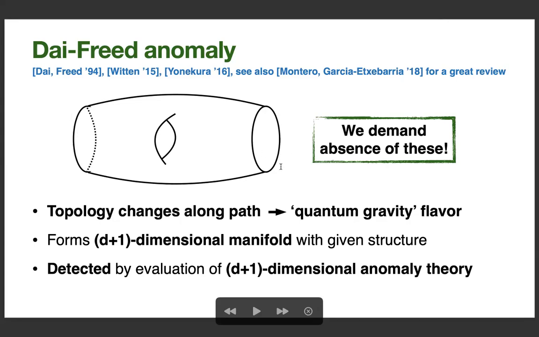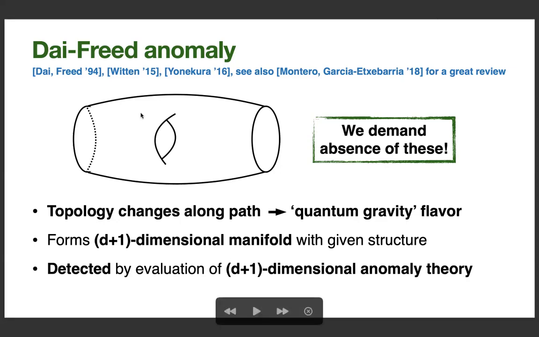And if you hear topology change, this should already associate these kinds of anomalies with quantum gravity, because once we make gravity dynamical, we really believe that there will be fluctuations, at least at the smallest length scales, that also have certain topology changes associated to them. So these anomalies are natural to consider in a quantum theory of gravity, and therefore, of course, also for type 2B string theory.